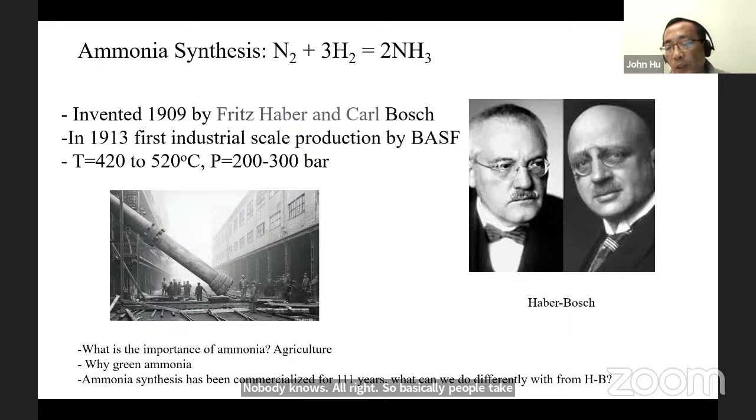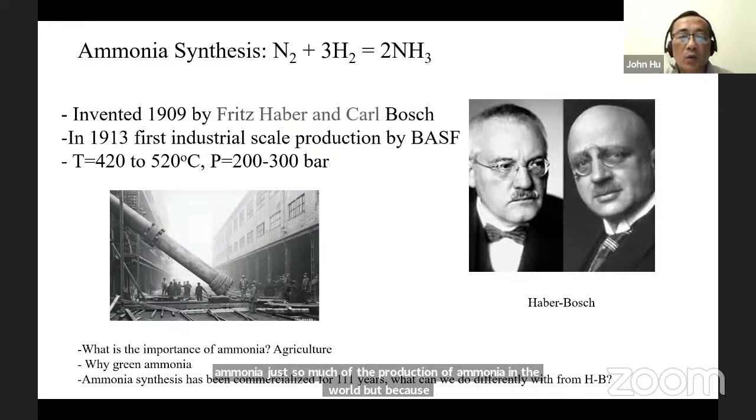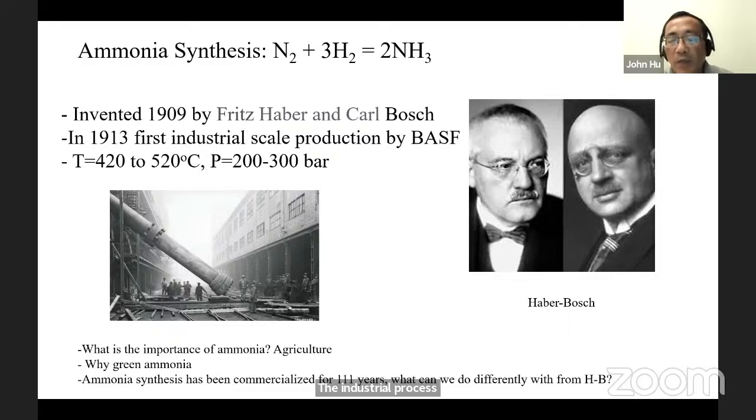Ammonia production per year in the world is 195 million tons per year. If you look at any chemicals, that is not even near ammonia. There's so much production of ammonia in the world, but because the industrial process is over 100 years old, people take it for granted. But we have to appreciate these two guys.